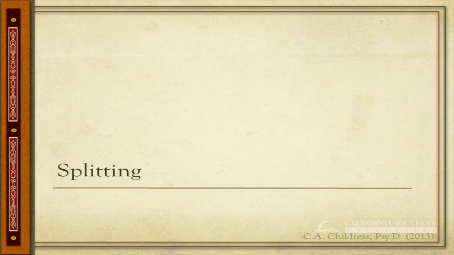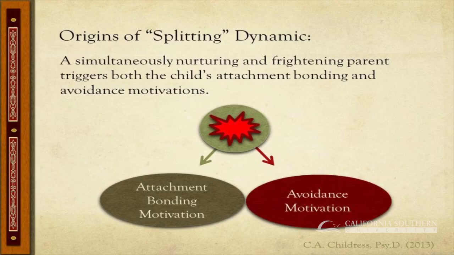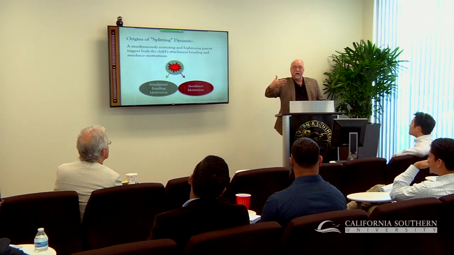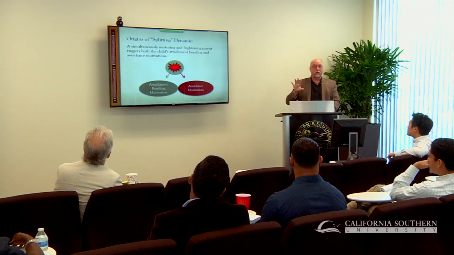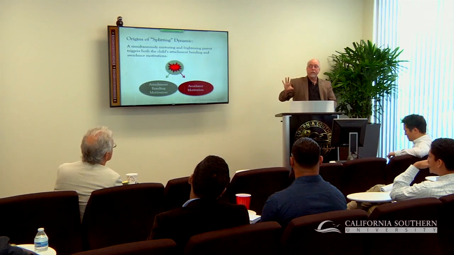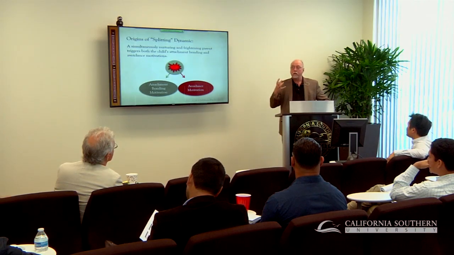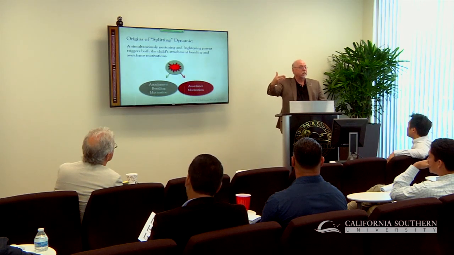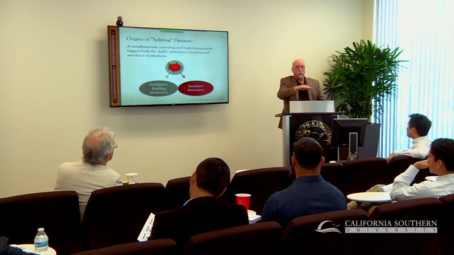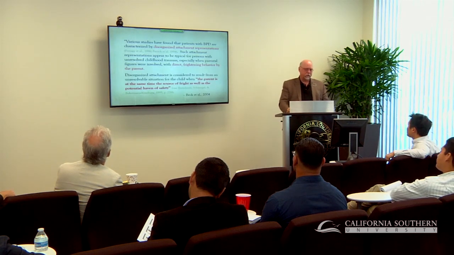The second feature about the narcissistic borderline parent that inhibits the ability of the family to transition is the splitting dynamic. To understand its core foundation, the origins of splitting are within the attachment system. In the attachment relationship, the child experiences a parent who is simultaneously both nurturing, activating attachment bonding motivations, and frightening, activating avoidance motivations. With a frightening parent, the child seeks to flee from that parent and seek protection with the protective parent, who happens to be the frightening parent. So the child is caught in this conflict where the parent is simultaneously frightening and the source of nurturance, and you have the simultaneous activation of these two motivations.